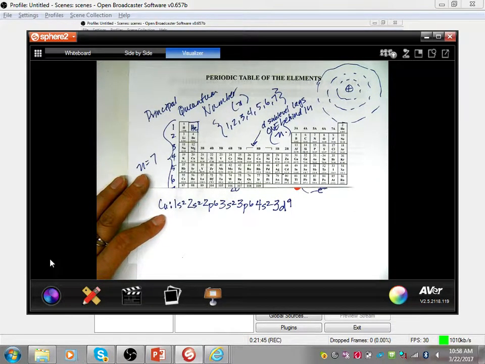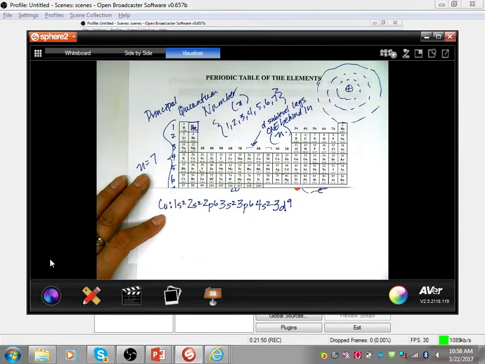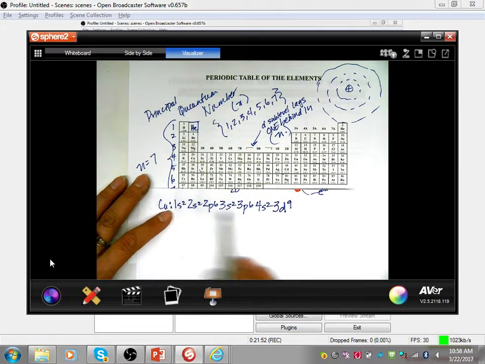I don't have my glasses on. I was looking at cobalt, I think, and actually copper is what I wanted to do. Alright, so let's add up and make sure I did the electrons right.